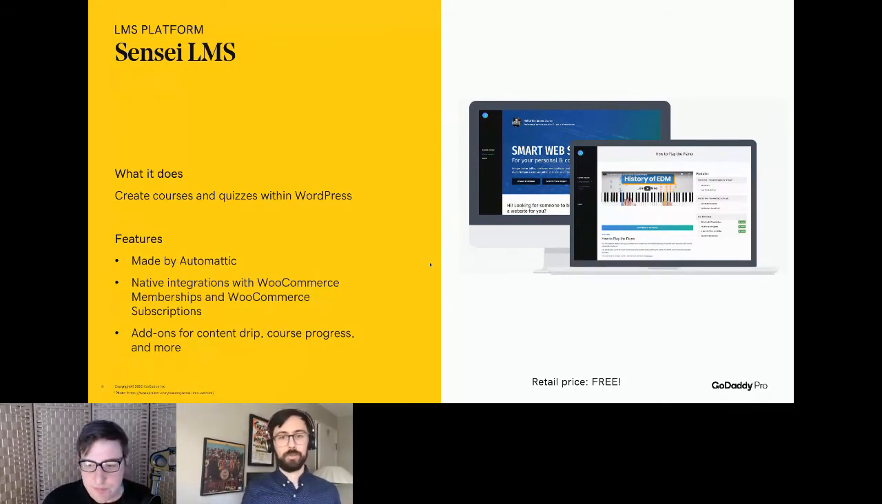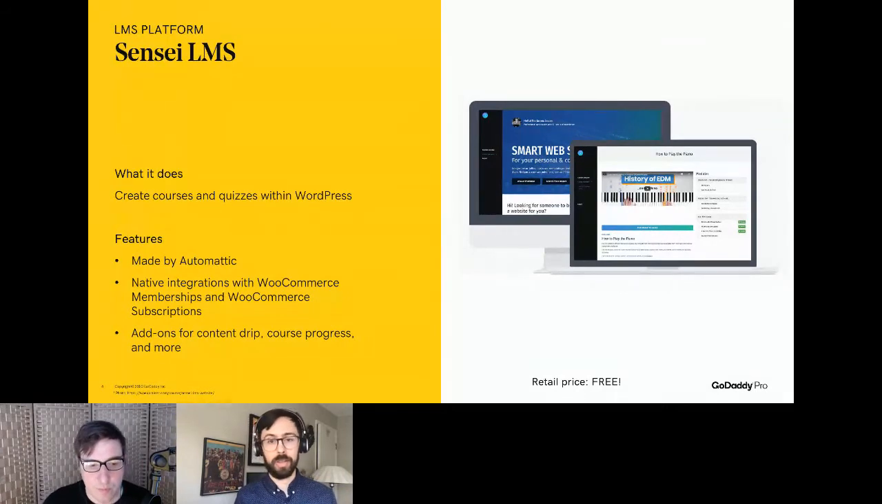Yeah, so like you said, Sensei is made by Automattic. Those are the same folks that own and operate WooCommerce. So it's very well integrated. If you're running a WooCommerce site, it's very easy to get Sensei added in there. It's a free plugin, so that's a super bonus on jump starting into figuring out what e-learning might look like on your site.